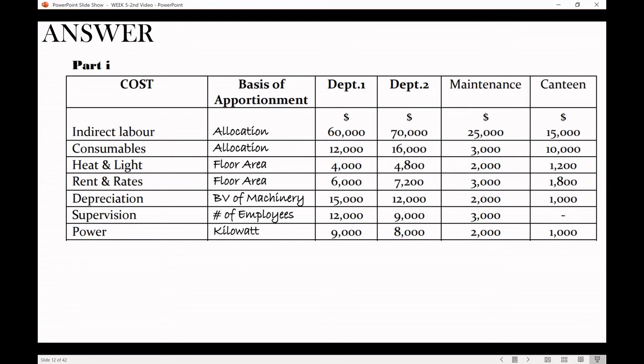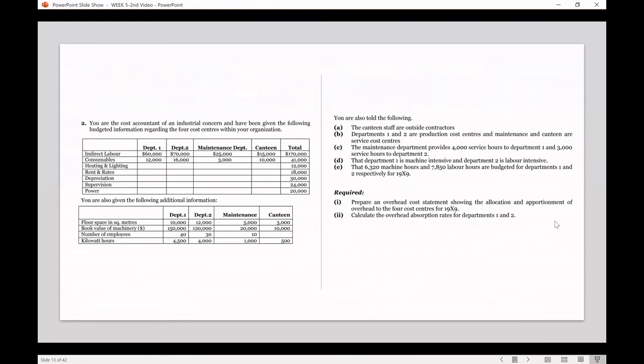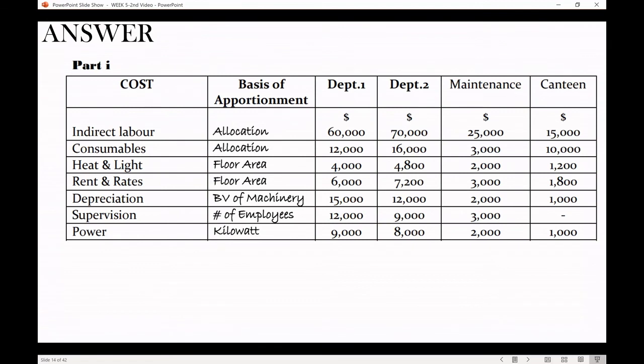What I want to bring your attention to is supervision. Supervision costs, and the basis is number of employees. But what we want to note is that in the canteen, there is no supervision cost. The reason is that not only did our additional table not have any employees there, so you couldn't think it is an error, but you also got additional information that said canteen staff are outside contractors. It's outsourced, so there is no reason for us to provide supervision for them, right? So just to clear that up.